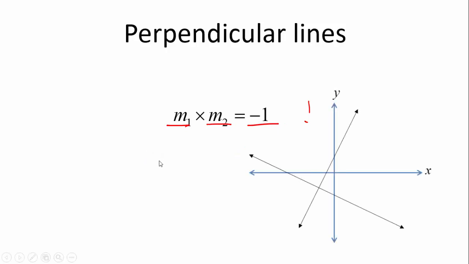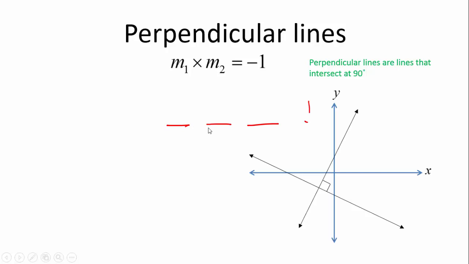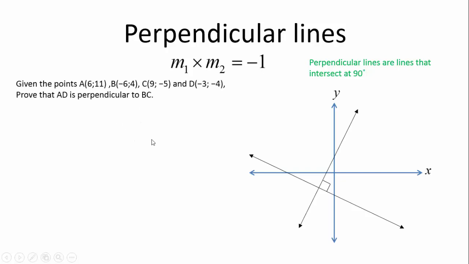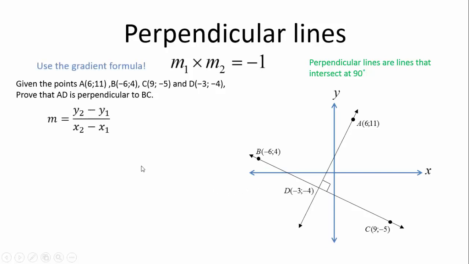Right, so we have our Cartesian plane and we have two lines that we're going to prove whether these lines are perpendicular or not. Perpendicular means that they have a 90 degree right angle at intersection. Given the points A, B, C, and D, prove that AD is perpendicular to BC, given that AB is equal to CD.